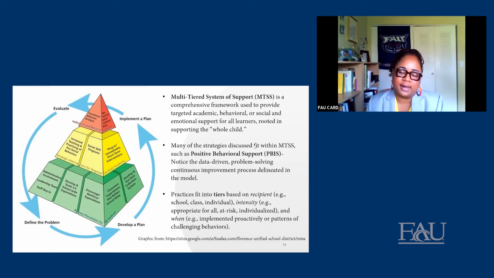So the practices that you're going to employ, in this case around behavior, you're looking at who is the recipient, and the intensity: basically, is this appropriate for all or some of the at-risk, or is it individualized? And then last, when is it that you're implementing these practices, so that they're either proactive or for students who are exhibiting patterns of challenging behavior.